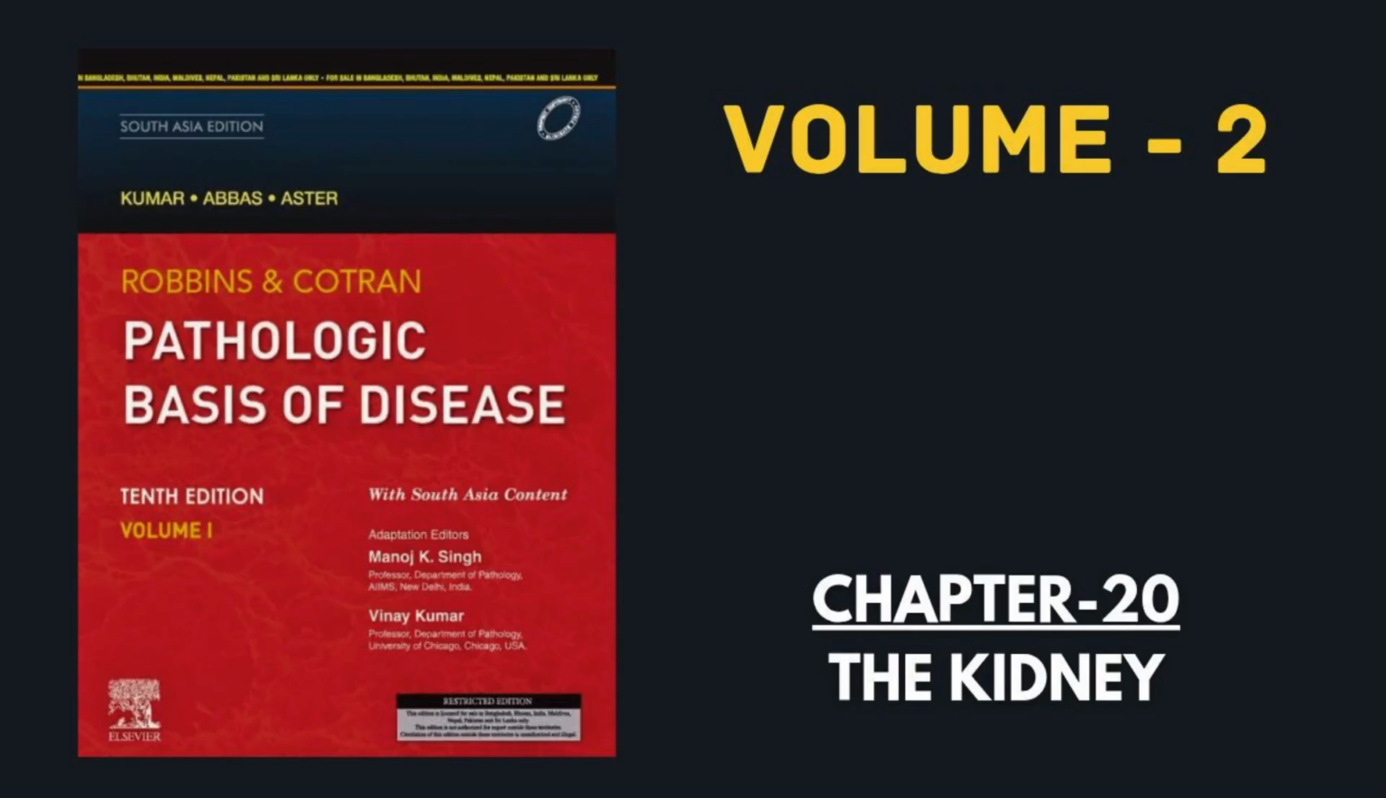But albumin is actually smaller than that. So in theory, it could slip through. Why doesn't it? And that is the crucial role of the charge barrier. The GBM and the podocytes themselves are covered in these powerful negative charges from the proteoglycans, since most plasma proteins, especially albumin, are also negatively charged.